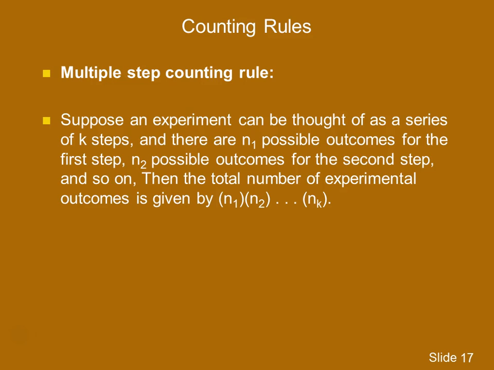Let's do one of the counting rules now. This is called a multiple step counting rule. Sometimes an experiment can be thought of as a series of k steps, where there's n1 outcomes on the first step, n2 on the second step, and so on until you get to nk on the kth step. In this case, the total number of outcomes can be found by multiplying n1 times n2 on out to nk.